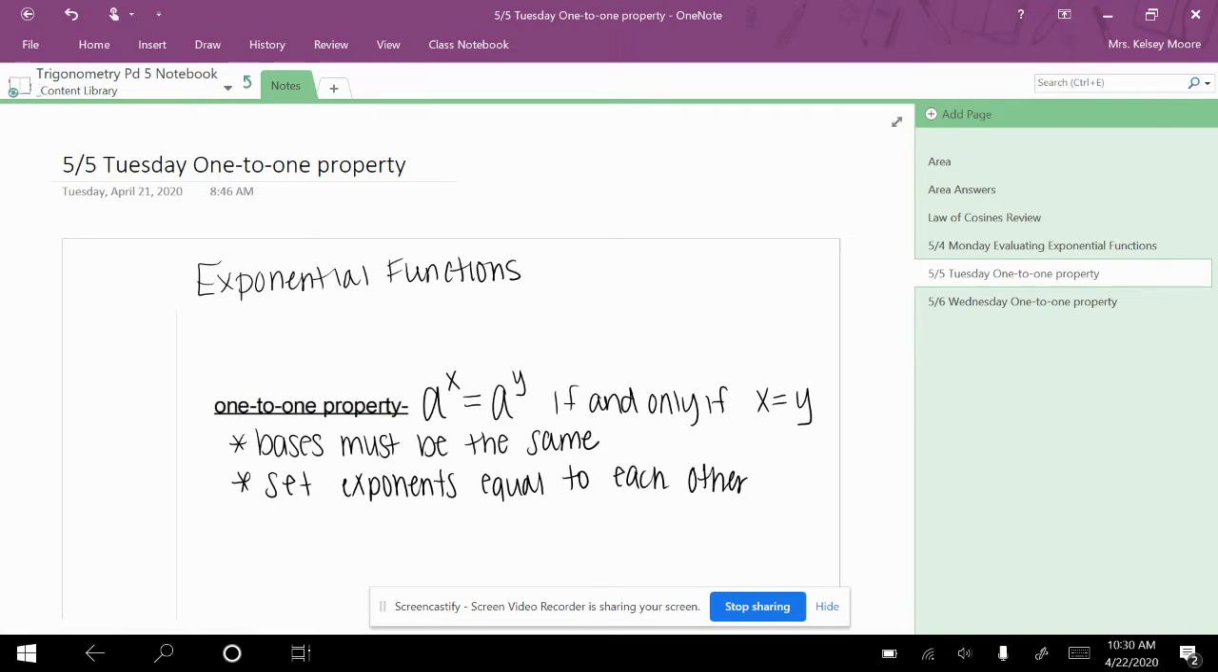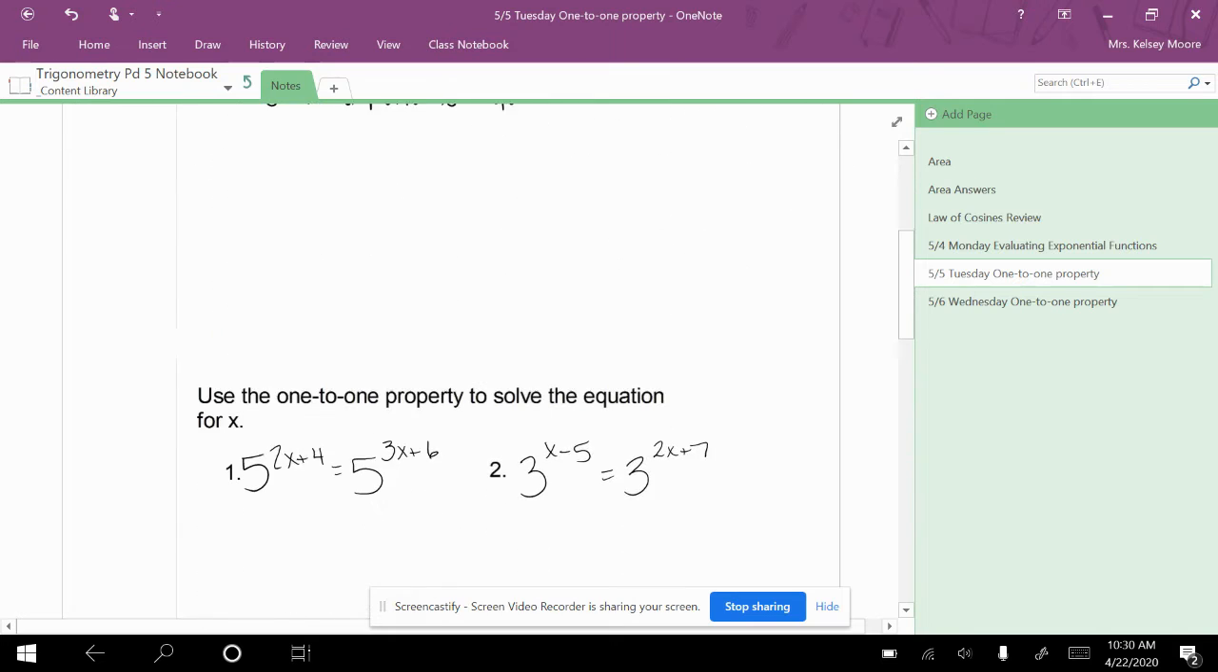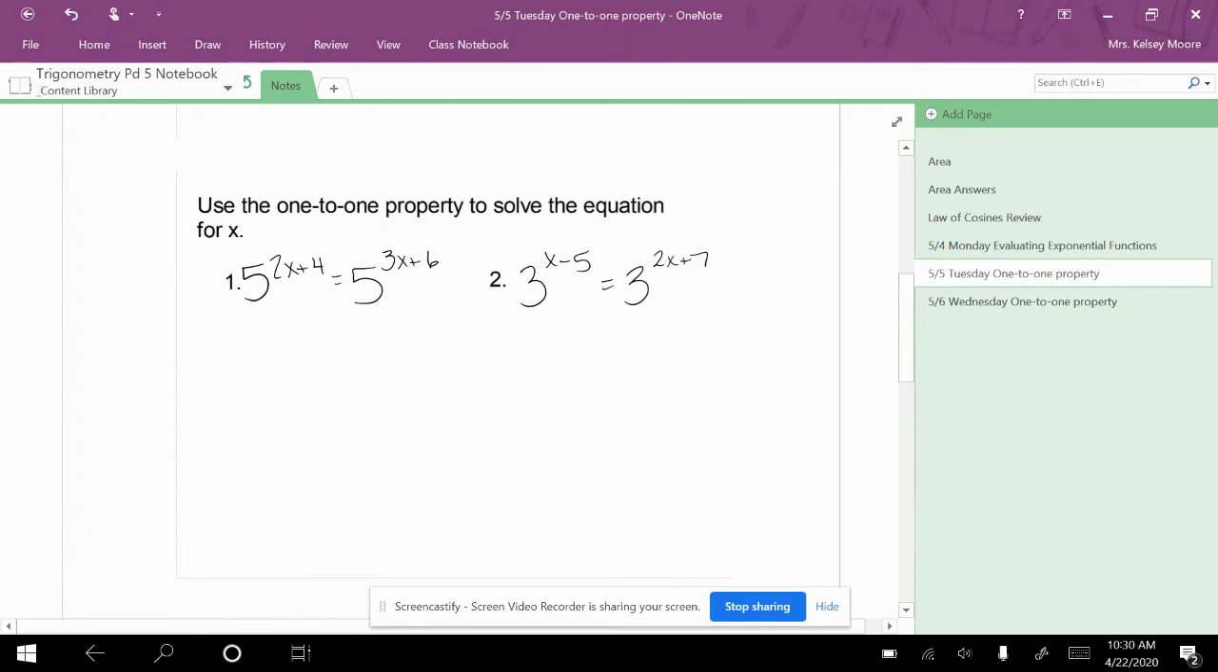So I'm going to do a couple examples to show you how this works. So here's the first two examples. It says use the one-to-one property to solve the equation for x. First thing you have to look for is, are the bases the same?